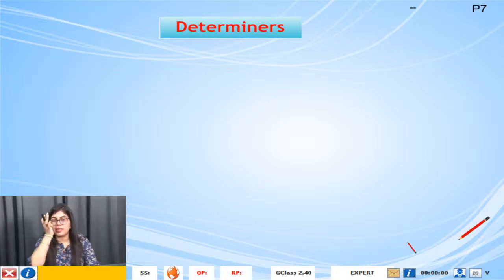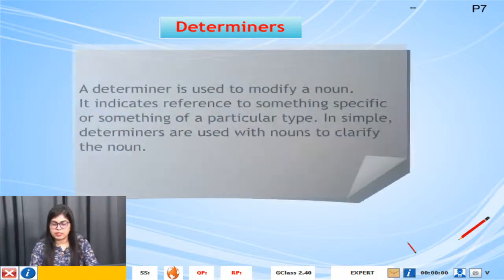In the last class, if you remember, we read a story about the three doves and the scorpion, isn't it? Yes. So we also got to know about a lot of determiners which are being used in the story. Okay. So now let us see what determiners mean.